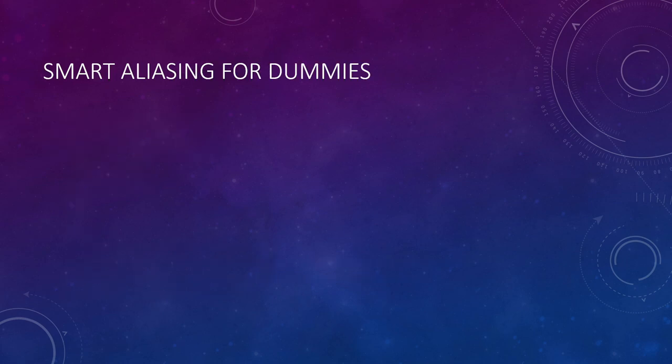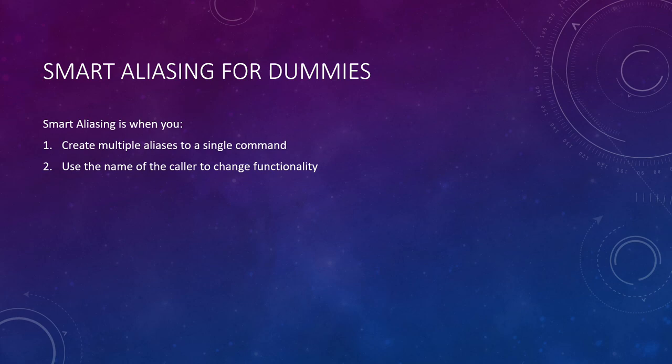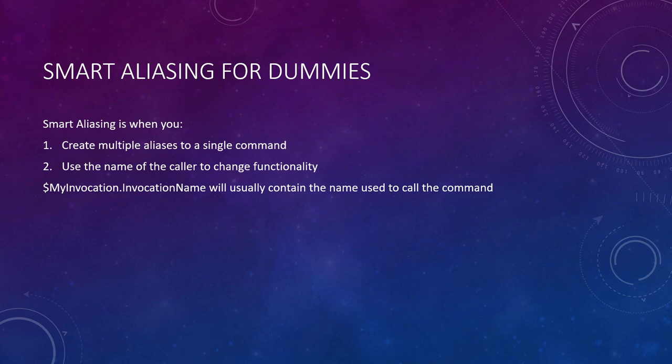The trick that I tend to use is what I call smart aliasing, and just in case you have no idea what it is, it's when you create multiple aliases to a single command and use the name of the caller to change functionality. Kind of a fun trick. The name of the caller is going to be in $myinvocation.invocationName, at least under most circumstances.